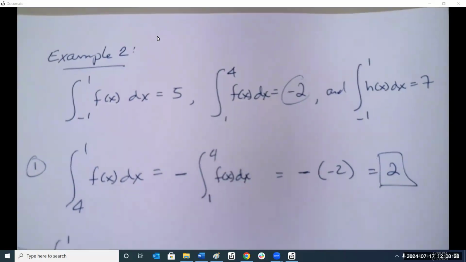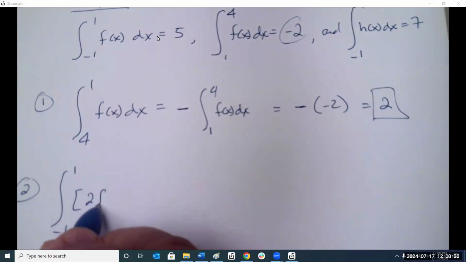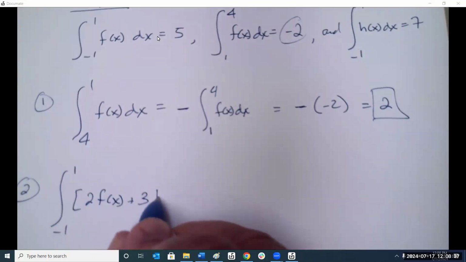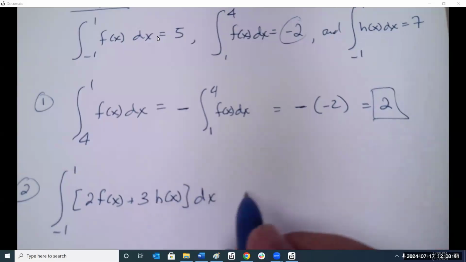The integral from negative 1 to 1 of 2 f of x plus 3 h of x dx.